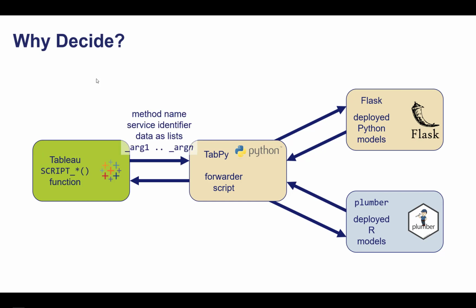So what we're doing is we're connecting this TabPy session to the Tableau session, and we're using the script functions, which in this case don't send the code and the data as you're normally used to, but just the method name that we want to run. We're also sending the service identifier. So basically, do we want to run Python code or do we want to run R code? And then, just as we know, the data as lists, argument 1 to n, depending on how many you want to run.